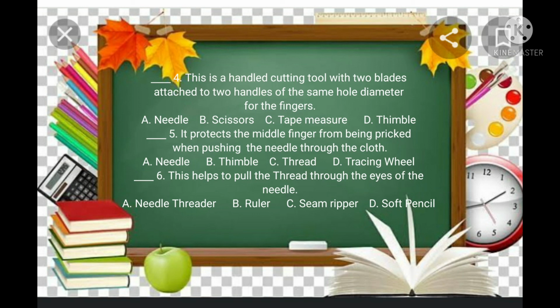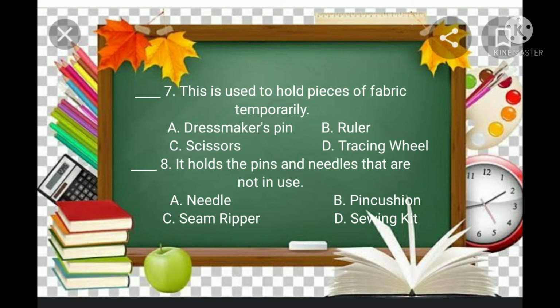Number 5. It protects the middle finger from being pricked when pushing the needle through the cloth. A. Needle. B. Thimble. C. Thread. And D. Tracing wheel. Number 6. This helps to pull the thread through the eye of the needle. A. Needle threader. B. Ruler. C. Seam ripper. And D. Soft pencil. Number 7. This is used to hold the pieces of fabric temporarily. A. Dressmaker's pin. B. Ruler. C. Scissors. And D. Tracing wheel.